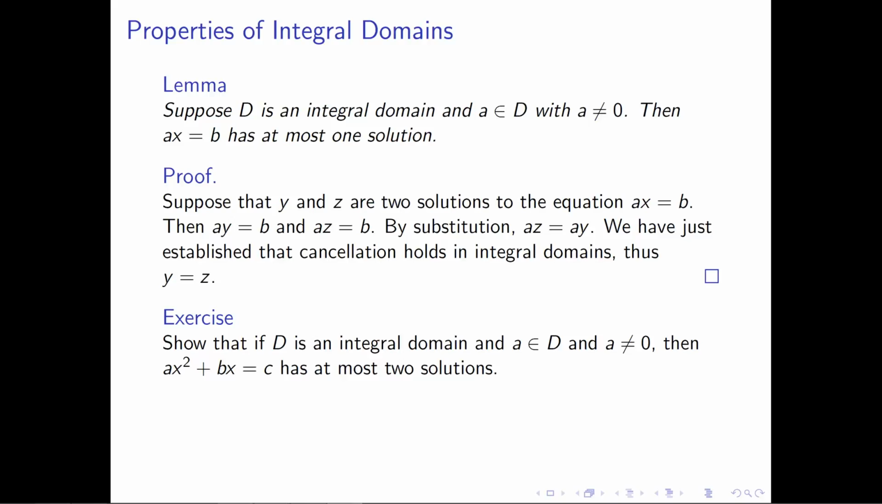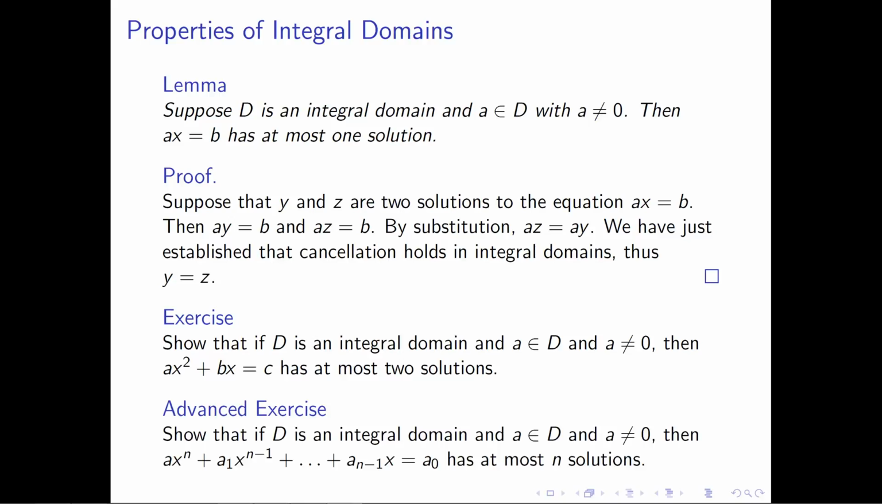So the exercise is, if D is an integral domain and A is a non-zero element of that integral domain, then the equation ax squared plus bx is equal to c has at most 2 solutions. So that's something that I hope you can work through as an exercise. Something I don't necessarily expect you to work through as an exercise, but which is a nice thing to do if you're looking for a challenge and you're looking to take this to its full depth.